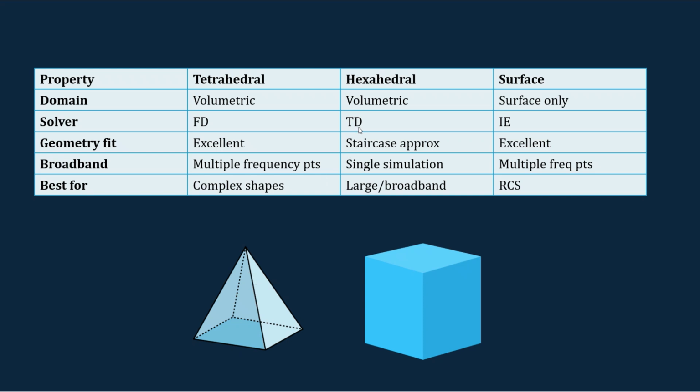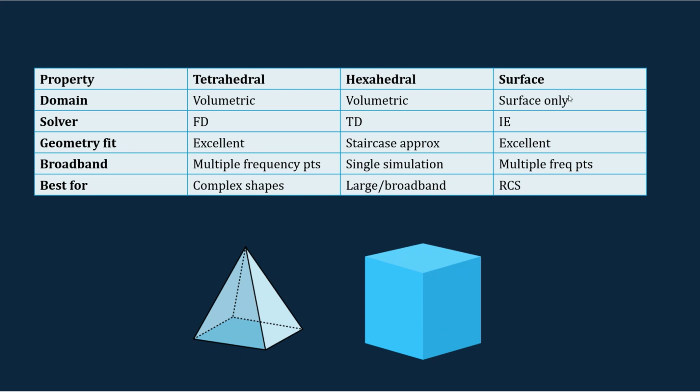In case of the time domain, the structure will be divided into hexahedral structures. So hexahedral means it will be like a cuboid structure which will have six faces. So the structure will be divided into these types of meshes, and the solutions will be based on this type of meshing. So it is mainly for the time domain solver.